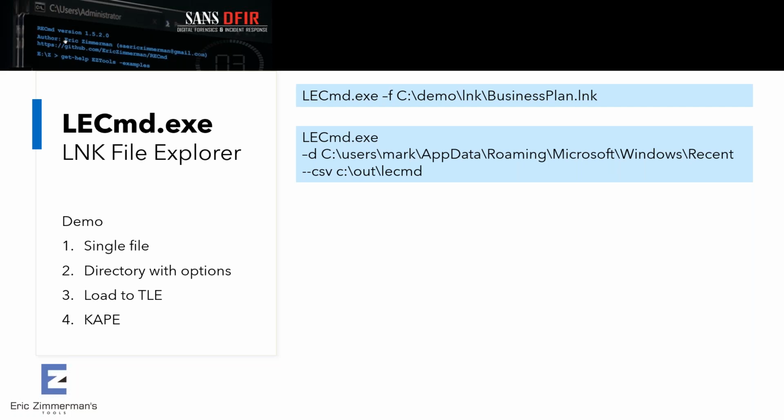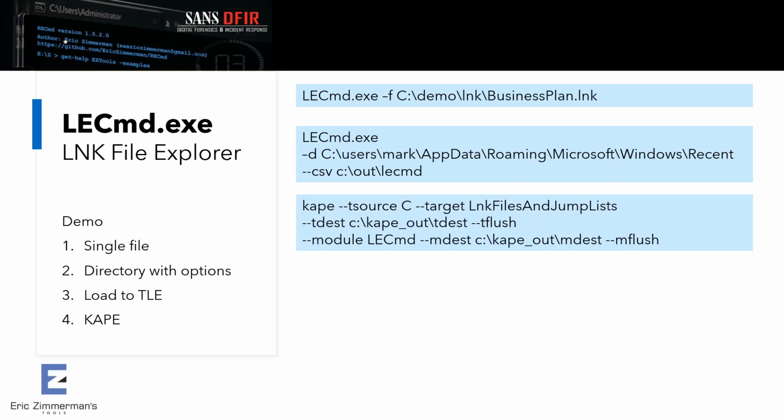So the first one, basically I am running LECmd, Link File Explorer, against a single file called businessplan.lnk. The next one, I'm running it against a directory. And because of that path, it's likely that I'm running that against a live system, C:. And then the last part of that is that I am going to store my output in a folder named out/LECmd. I did not provide an additional file name, so the tool will name the file for me.